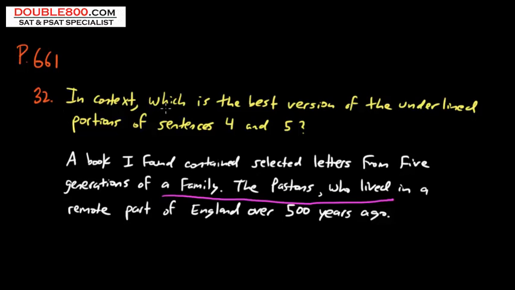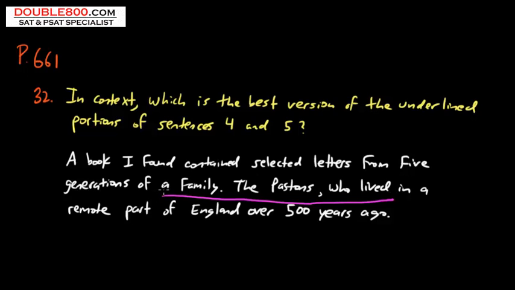In context, which is the best version of underlined portions of sentences 4 and 5? I've reproduced the sentences, and here's the underlined section. We have to find the error. You do notice in this question, A is as it is now, and that's similar to improving the sentence, but most of the time you won't have that for A. You'll have 5 new versions.